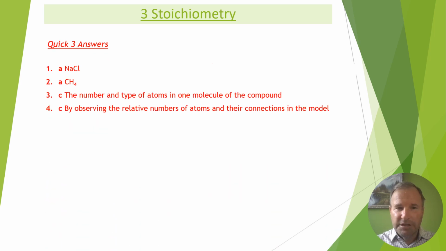Here are the answers. See how well you've done. Number 1 was NaCl, that's the formula for sodium chloride. Number 2, the chemical formula for methane is CH4. You can see 1 carbon and 4 hydrogens. 3C, the number and type of atoms in one molecule of a compound, the definition. And number 4, diagrammatic or model representation, by observing the relative number of atoms and their connections in the model. Observing means looking using your eyes.